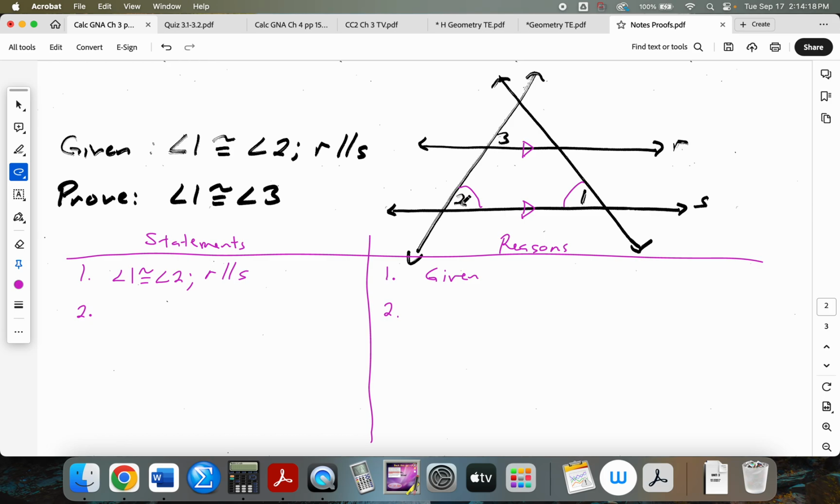They're congruent. So I'm going to say, okay, if I know these lines are parallel and this transversal crosses them, I know those angles are congruent. So I'm going to say that angle 2 is congruent to angle 3.